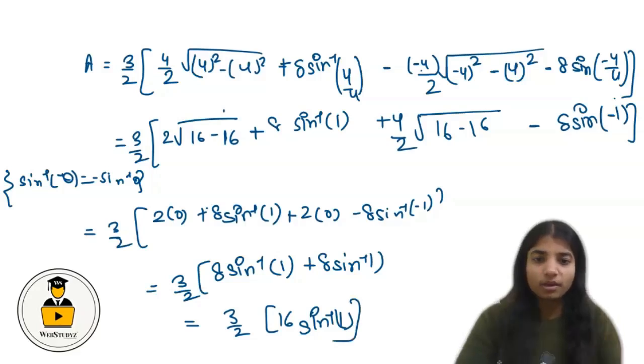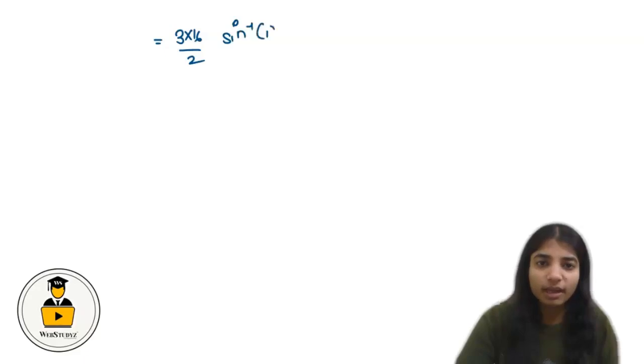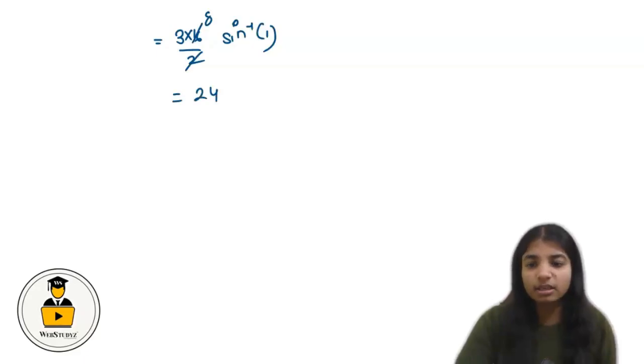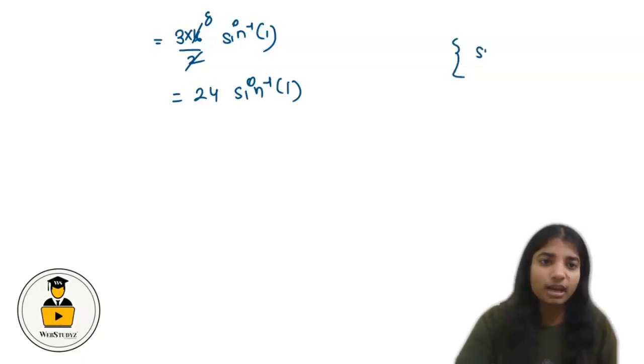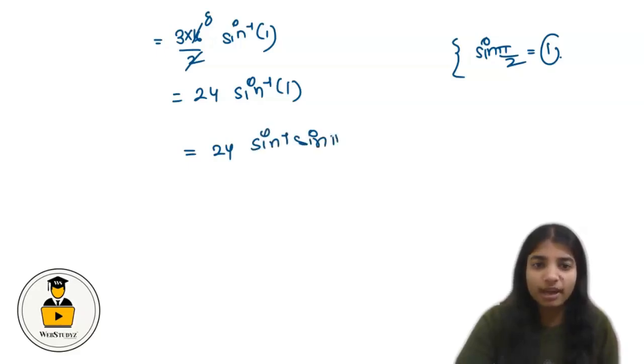Now we can write this as 3 multiplied by 16 divided by 2 sine inverse of 1. This becomes equal to 8. So 8 multiplied by 3 is 24, 24 sine inverse of 1. And we know that the value of sine of pi divided by 2 is equal to 1. So in place of 1, we can write sine of pi divided by 2. So this becomes equal to 24 sine inverse of sine of pi divided by 2.